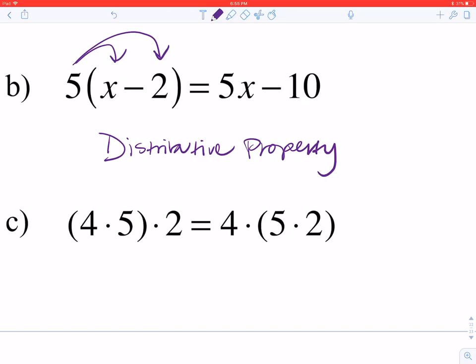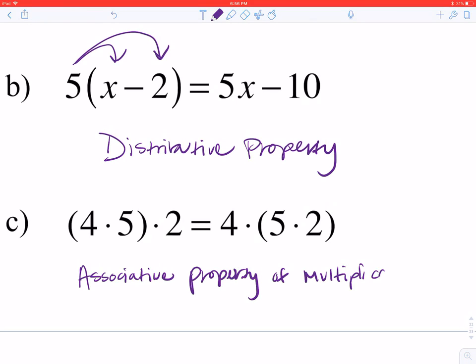And in part C, we have multiplication. The order of the factors is not changing, but the parentheses are moving around. This is the associative property of multiplication.